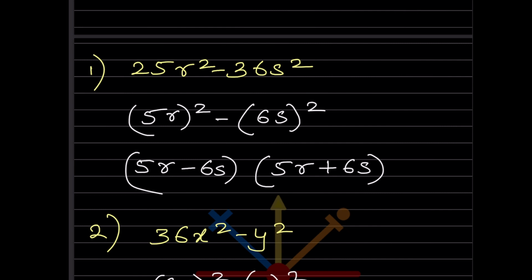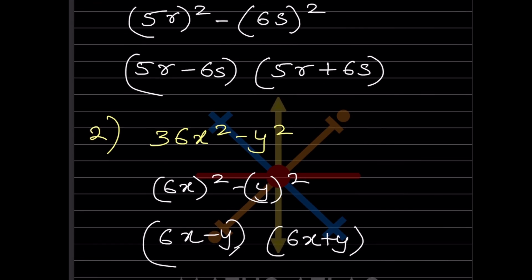Here again the same, this is also a perfect square and this is also a perfect square. So what are you going to write here? 5 r and the square of it. Again here this will be 6, 6 sixes are 36, that is 6s and the square of it. So again this is a square minus b square, which means a minus b and a plus b.